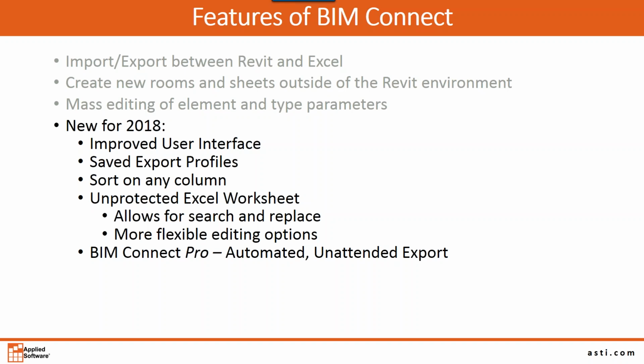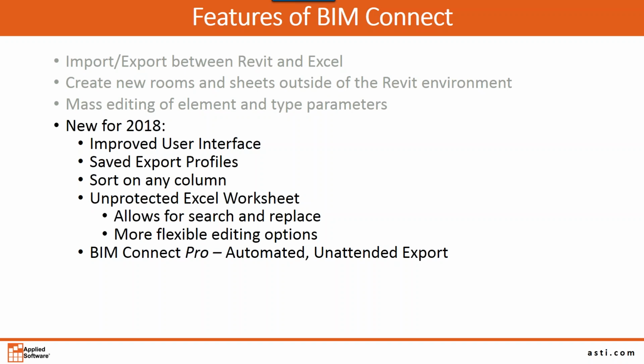We can now sort on any column in the grid editor of BIM Connect. So you'll see in the demo here in a minute, when I begin to export data, I actually get a preview of it in a grid editor, and I can actually edit in that editor if I don't want to take it out to Excel, but I can also pre-sort the data before sending it to Excel so it's organized better for me when I do get it in the Excel worksheet.